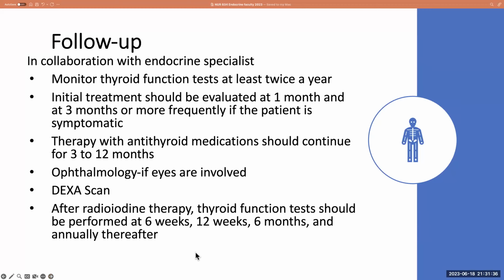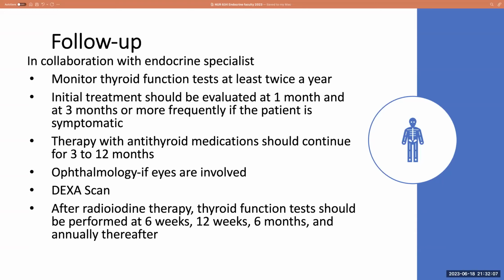Once in collaboration with your endocrinologist, once they're stable, they'll get thyroid function tests at least twice a year. Initially, they're going to be evaluated at 1 month and 3 months with the medication. The therapy with the antithyroid medications should continue for 3 to 12 months. If you see any signs of eye changes, you should send them to ophthalmology. If they've had this condition for a while, they'll need a DEXA scan to see if they have developed osteoporosis secondary to it.